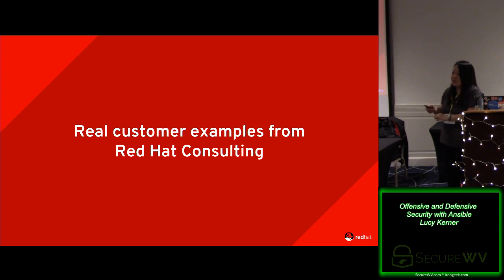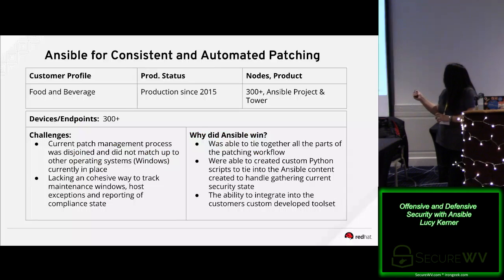So some examples, and this is the last thing I'll talk about, are how our actual customers have implemented this. For example, this is a food and beverage customer. You can see that what they used Ansible for was consistent and automated patching. Previous to Ansible, their patch process was disjointed. They had one way of doing it in Windows and another way of doing it for Linux. What they used Ansible for was a consistent way of doing automated and controlled patch management.